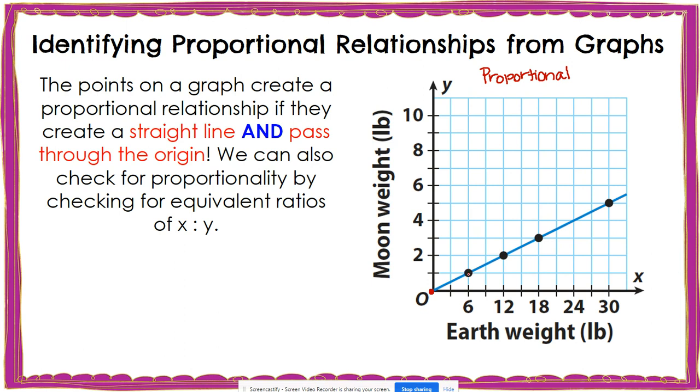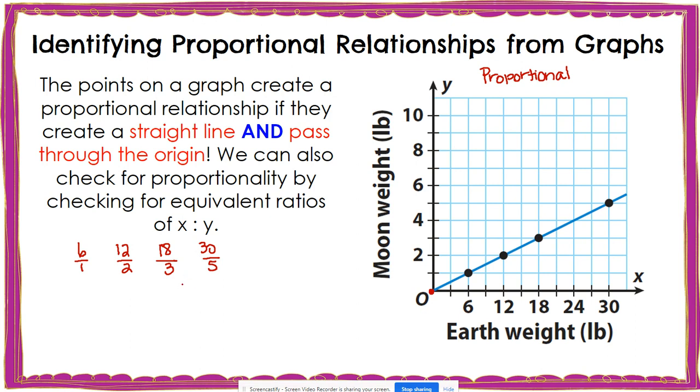I would start with this point, which has an x value of 6 and a y value of 1, and I would make it into a ratio. Then I would go to my next point, which has an x value of 12 and a y value of 2, and I would write it as a ratio. My next point has an x value of 18 and a y value of 3, so I would write that as a ratio. And my final point has an x value of 30 and a y value of 5, so again, I would write that as a ratio.